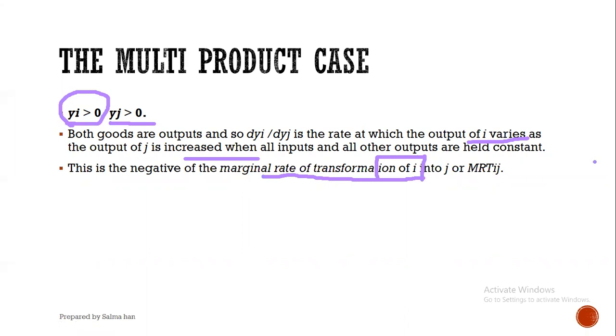In this case, what happens is that it is the rate at which the output of i varies. It changes as the output of j is increased by keeping all the other inputs and outputs held constant. Therefore, what we will get here is the negative of the marginal rate of transformation of i into j. In this case, we will get the marginal rate of transformation of i into j. Why? Because the rate of change of one output to the rate of change of the other output is studied in this case.